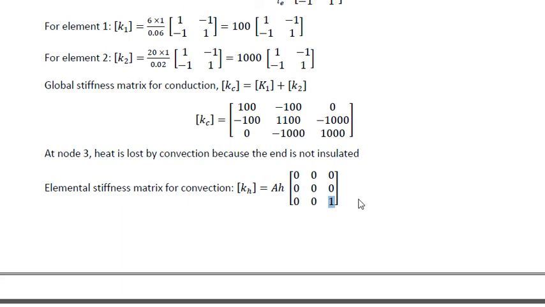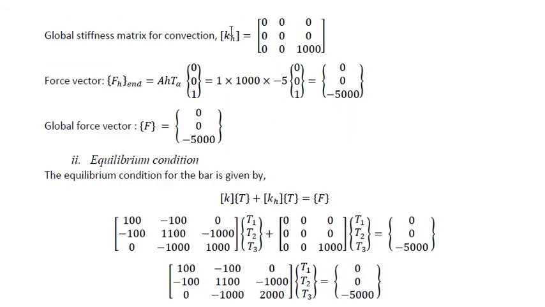This is the convective matrix. Now we have to add this matrix and this matrix. This addition can be done now or later at the equilibrium condition. So the convective matrix, after substituting A into H, with A as 1 and H as 1000, has 1000 written here.